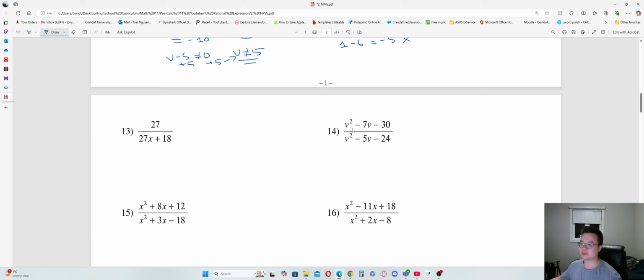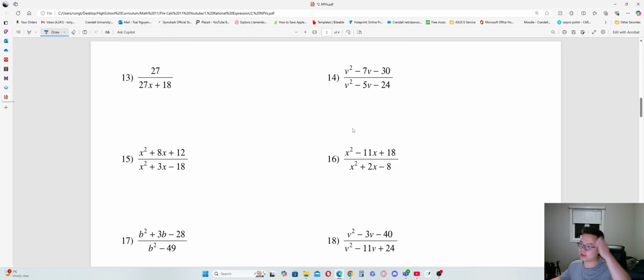Now on the second page, the questions are a bit more complex with factoring. So if you guys practiced a lot on the last episode about factoring, this will become really handy to solve these questions along with NPVs and rational expressions. So let's work together.